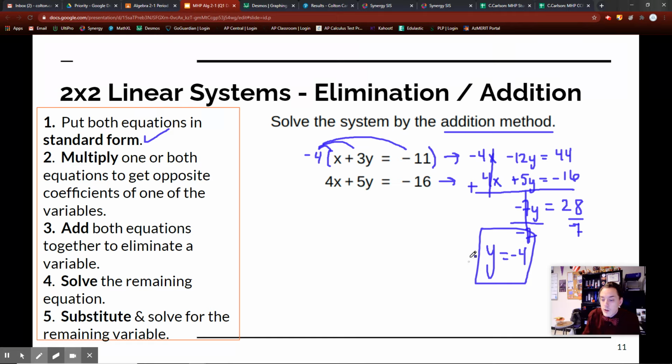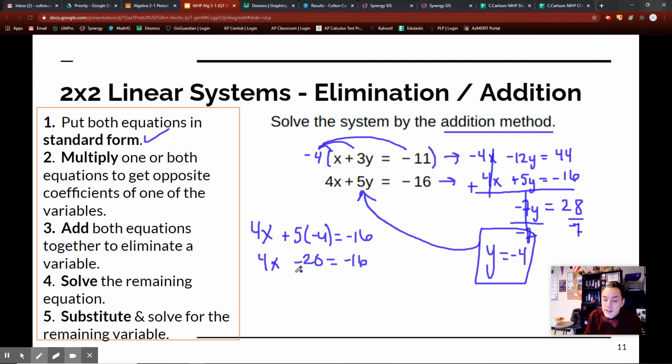Okay? Now, of course, now I can just plug it into anything. Let's just plug into the bottom one. It doesn't really matter. Some of you may be thinking, oh, the top one is great. It doesn't matter which one you plug it in. I'm just going to plug it in the bottom. So 4x plus 5, and then times negative 4, and then equals negative 16. This is negative 20, negative 16.